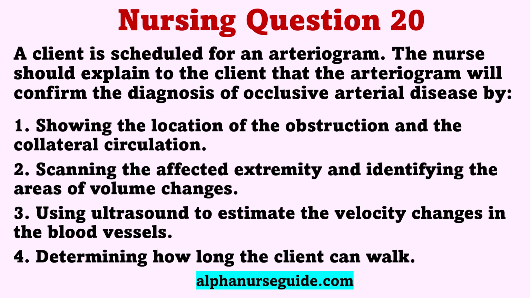A client is scheduled for an arteriogram. The nurse should explain to the client that the arteriogram will confirm the diagnosis of occlusive arterial disease by 1. Showing the location of the obstruction and the collateral circulation. 2. Scanning the affected extremity and identifying the areas of volume changes. 3. Using ultrasound to estimate the velocity changes in the blood vessels. 4. Determining how long the client can walk. The correct answer is 1.